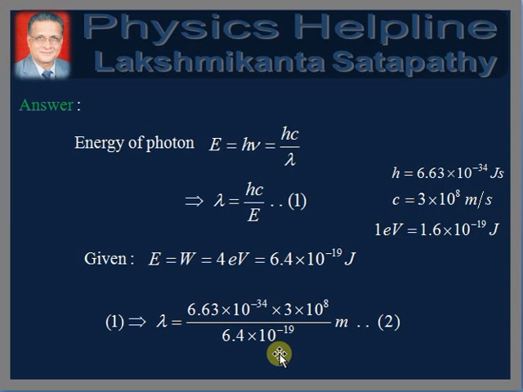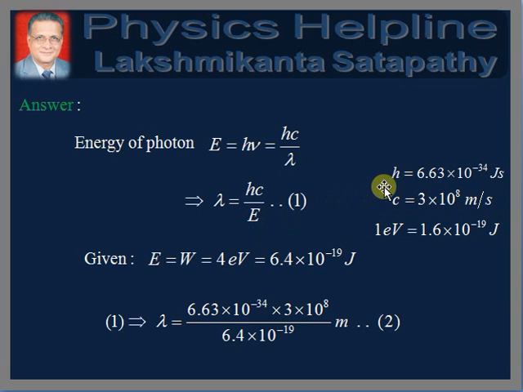Now for the answer. For a photon of frequency nu, energy is given by E is equal to h nu, where h is the Planck's constant. Now putting nu is equal to c by lambda, where c is the velocity of light and lambda is the corresponding wavelength. Therefore, E becomes equal to hc by lambda. From this, we get lambda is equal to hc by E.